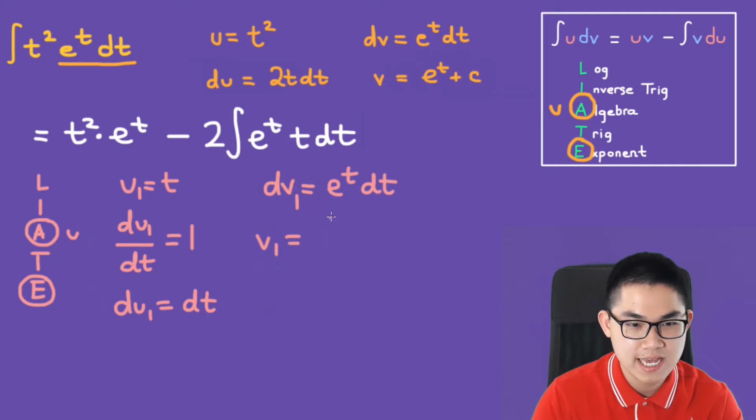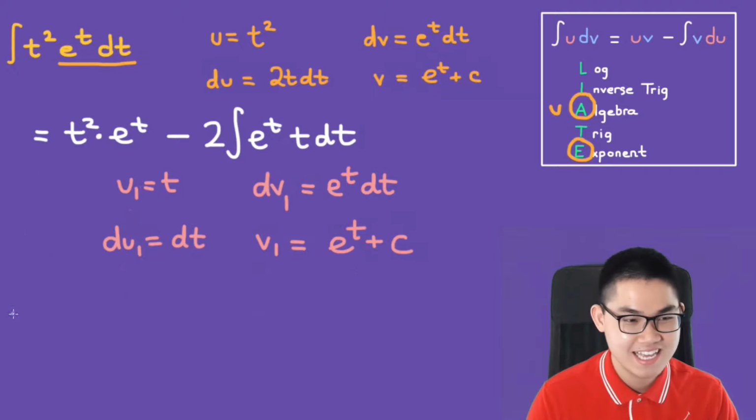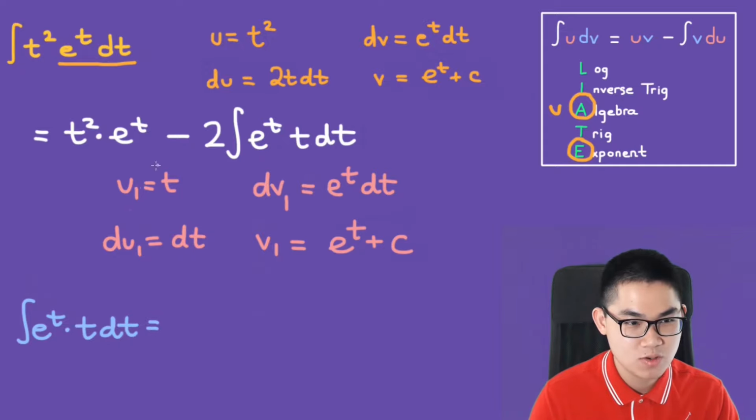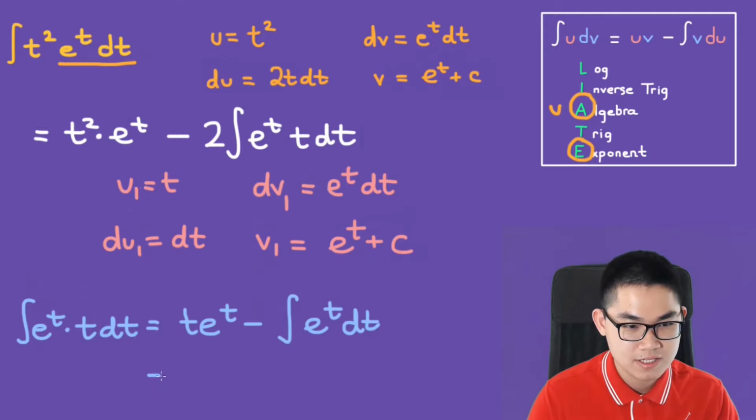So v will be the integral of e to the power of t dt, which is e to the power of t plus c. This means that our integral e to the power of t times t dt is equal to what? We have u times v. So u is t, times v, which is e to the power of t, minus the integral of v, which is e to the power of t, times du. So du is just dt.